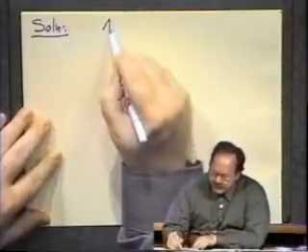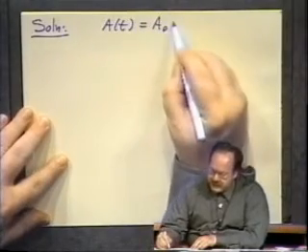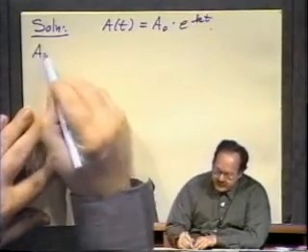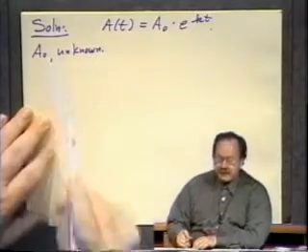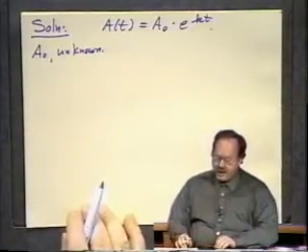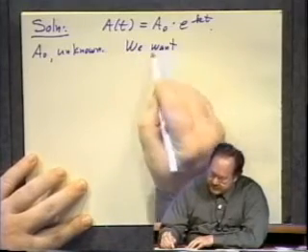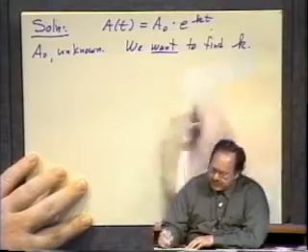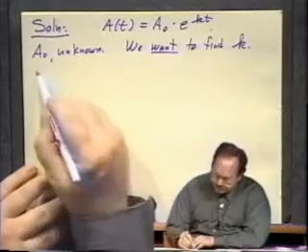First thing, as always, is to write the model down. I wrote it down there for you: A of t equals A sub 0 e to the kt. Now realize that A sub 0 is unknown, but as we've seen in the previous example, that probably will not matter. Okay, what do we want? We want to find k, because then we'll have a specific model for this specific problem.